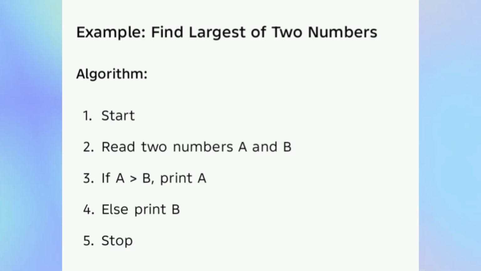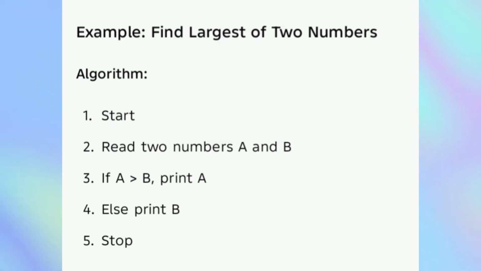First, largest of two numbers algorithm. Start, read two numbers a and b. If a greater than b, print a, else print b, and stop. This is an example of how we can write algorithms in the C program. This is an example algorithm.